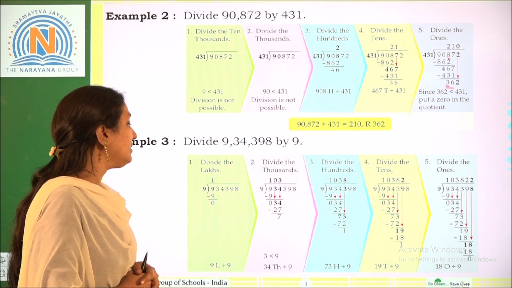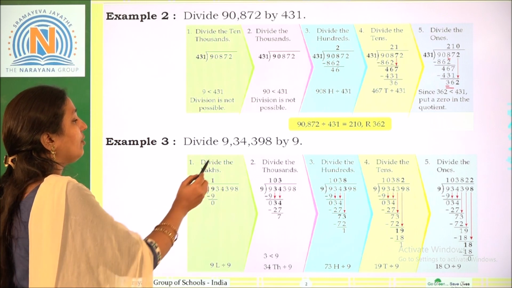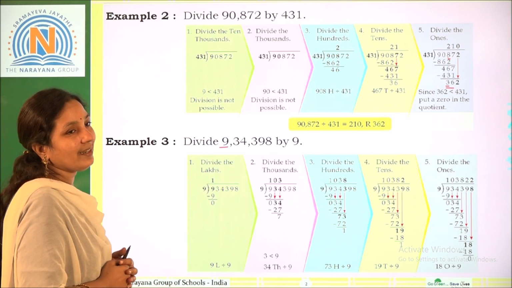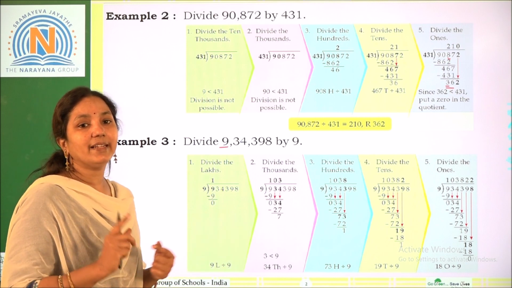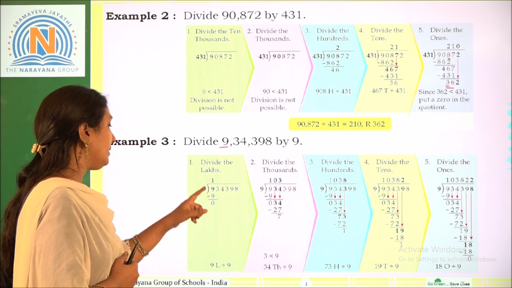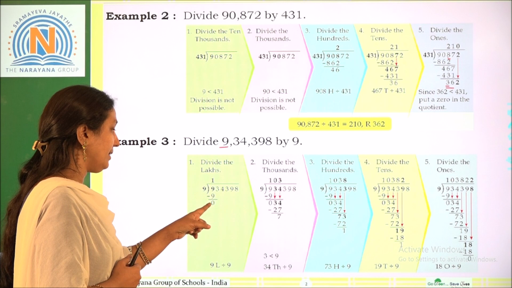So here, divide the last. What is there in the last place? 9. So 9 is equal to 9, so we can take one time. 1 times 9 is 9. So 9 minus 9 is 0.